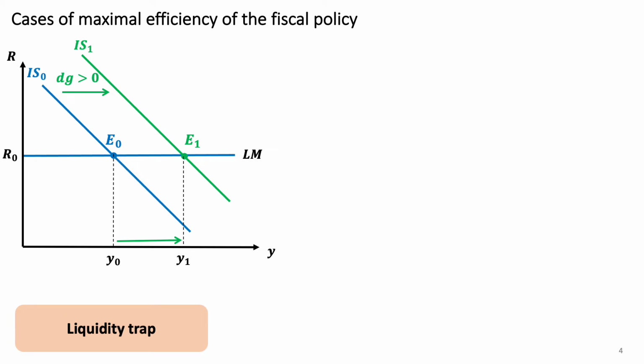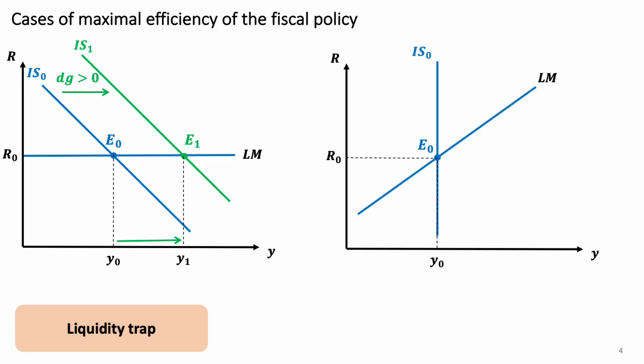According to Keynes, this case is common in recessions and justifies state intervention through fiscal policies, because then it's very efficient to stimulate the economy. Second case, when the investment is rigid to the interest rate, when IS is vertical. In this case, the increase in demand of loanable funds from the states does trigger an increase in the interest rate.